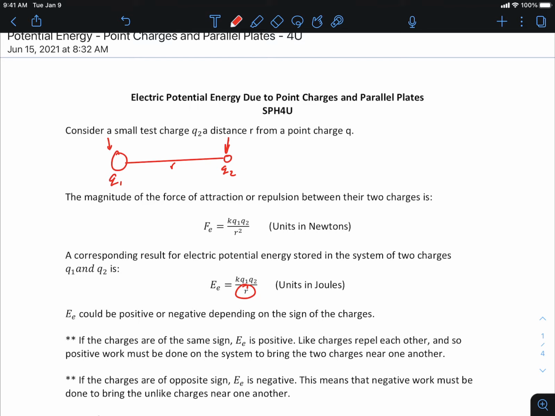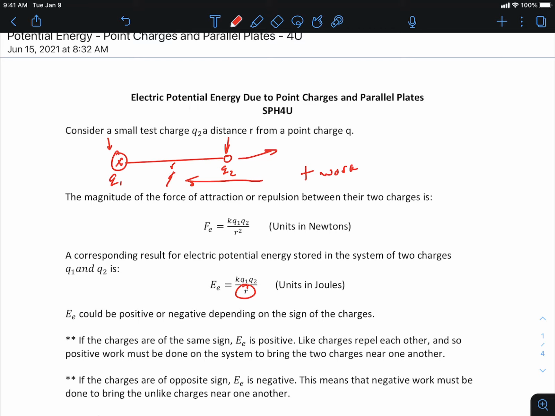So if we think about 2 positive point charges, they're going to want to repel each other, right? Q1 is going to be fixed, but Q2 is going to want to repel. And so in order to decrease the radius, we're going to have to apply a force in this direction, and therefore positive work must be done for 2 positive point charges. Or 2 negatives as well: if they have the same sign, if they're both positive or both negative.